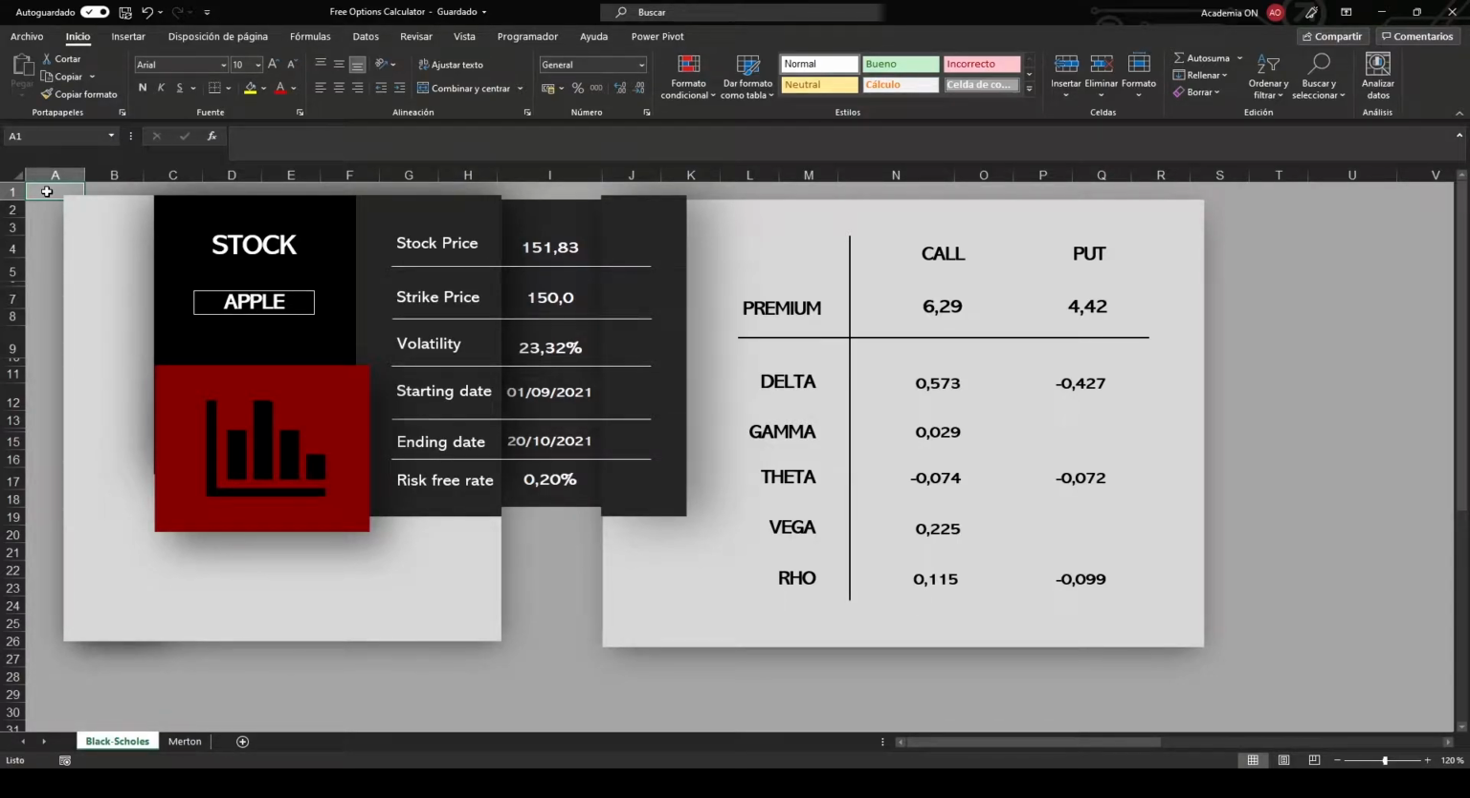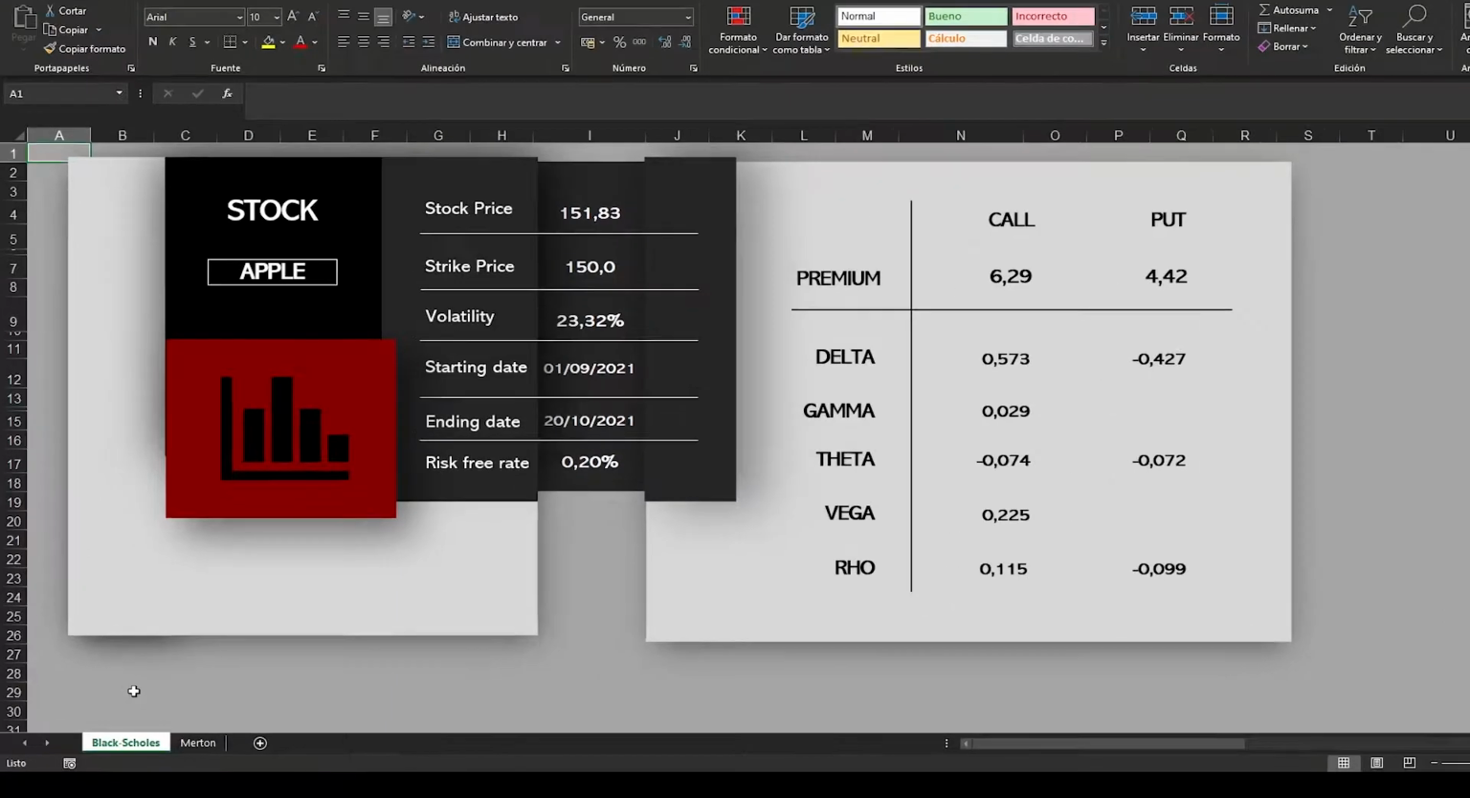With this free template for Excel, you will be able to understand exactly how premiums work and which variables affect its price. Moreover, you can get instant Greeks values for a better understanding of your trades. Let's get started. First of all, you can see there are two sheets in this template.